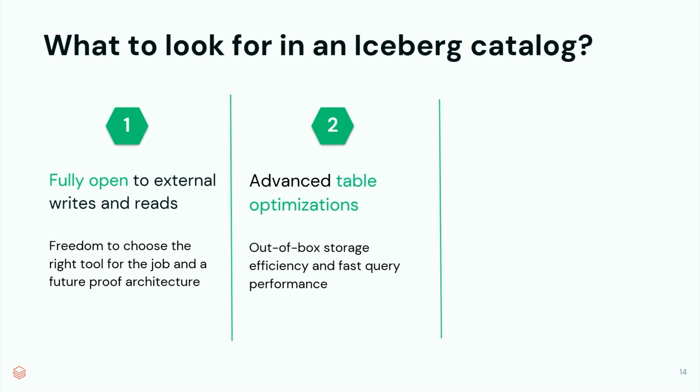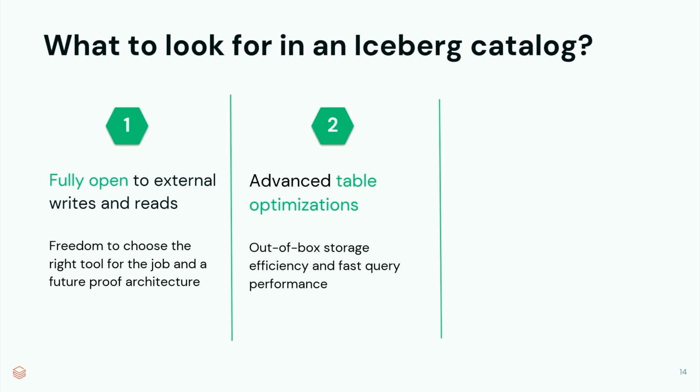The second most important piece of an Iceberg catalog is going to be advanced table optimizations. The Iceberg catalog not only manages your reads and writes to the table, it's also going to manage your optimizations. So ultimately, the data layout and what sort of query performance, as well as storage efficiency you get, is going to be driven by what catalog you choose.